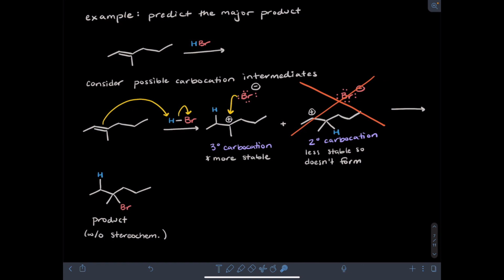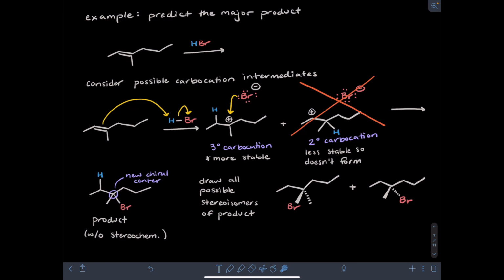In the product, I would have a new carbon-bromine bond at this position. So, I've drawn this product first without worrying about stereochemistry, and now I need to identify if I've formed any new chiral centers in this reaction. The carbon with the bromine added to it is a new chiral center. So now I need to worry about what if the bromide had added from above or below my carbocation intermediate. You would want to draw all possible stereoisomers of product. In this case, there are two possibilities.